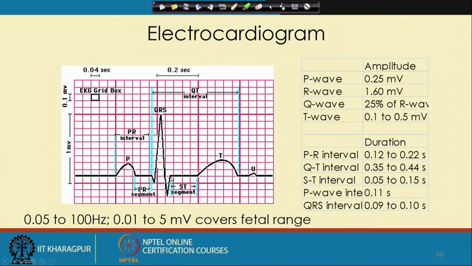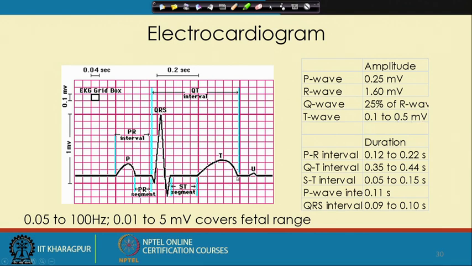And after that again there is an isoelectric line, or no electrical activity, that is the ST segment. Once the muscles of the ventricles relax and the repolarization happens, it generates another wave which is again slowly moving just like the P wave, and its voltage is also similar, about 25% of the R wave or even less than that. So, 0.1 to 0.5 millivolt.